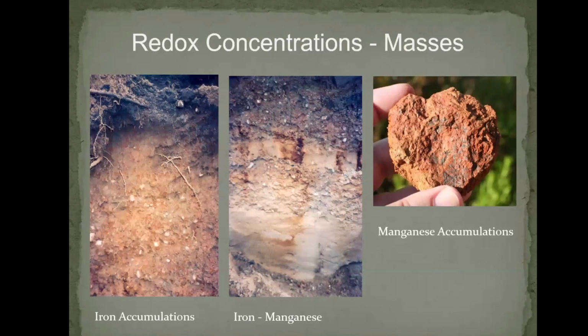So these are some of our concentrations, or masses. We could have an iron accumulation. On the left, you'll see we have the topsoil, and then these blotchy pieces, these red blotches or spots. You can have different colors: reddish, orangish, or even yellowish, but you'll see this blotchiness where it's not a nice uniform color. It's that blotchy or mottled appearance. So again, all redox are mottles, but not all mottles are necessarily redox. The one in the middle is a composition of both iron and manganese.